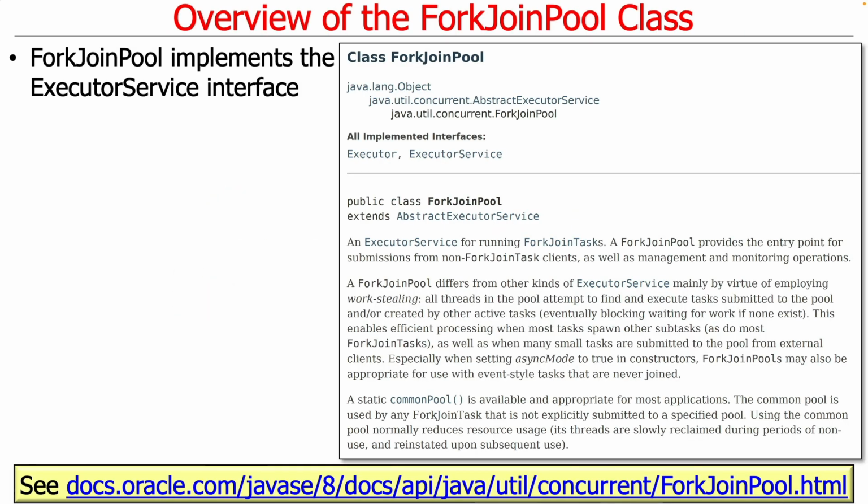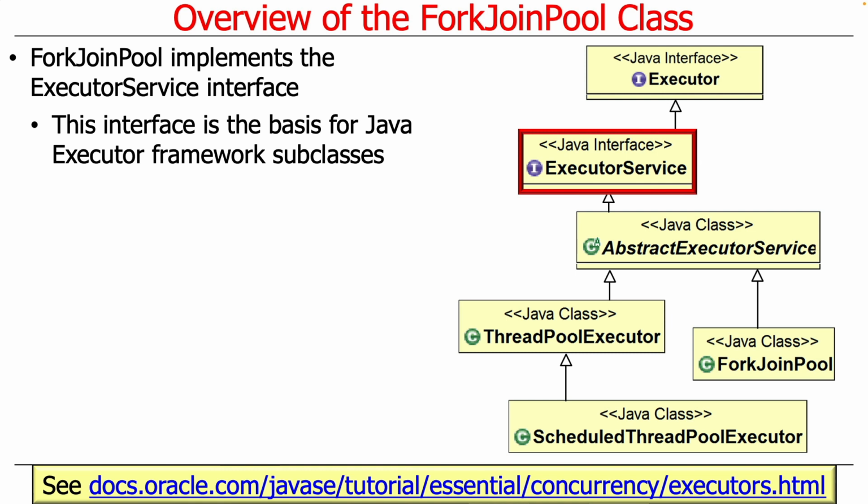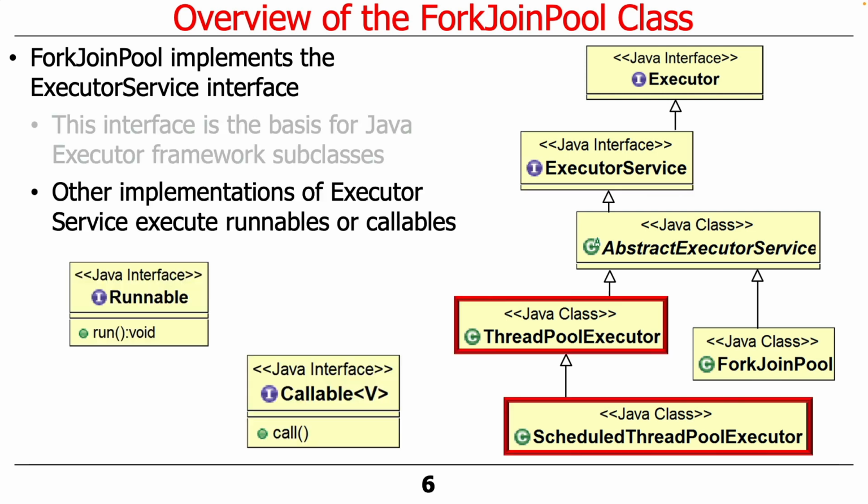This class implements the ExecutorService interface. You don't have to know a whole lot about that in this course, but just be aware that there's an inheritance hierarchy that's taking place here. And this interface is the basis for a bunch of other subclasses that you might use if you do a lot of other Java concurrent programming. So the ExecutorService is an interface which serves as the root of a bunch of other things.